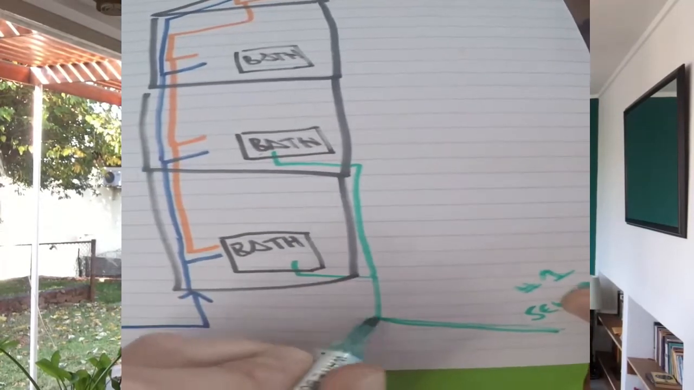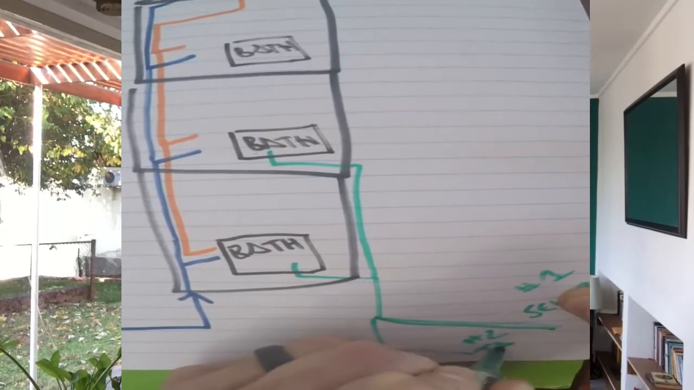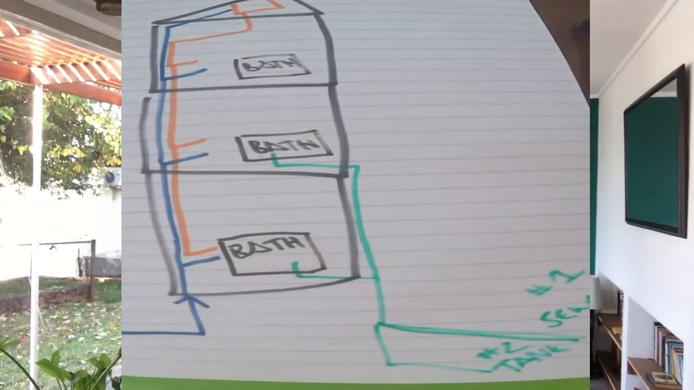Number two is it would go to a tank. I'm going to be explaining tanks, recycling and conservancy tanks just now, but just keep those two in mind. How can we reuse that water?